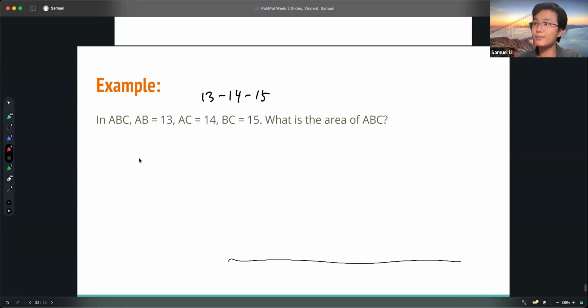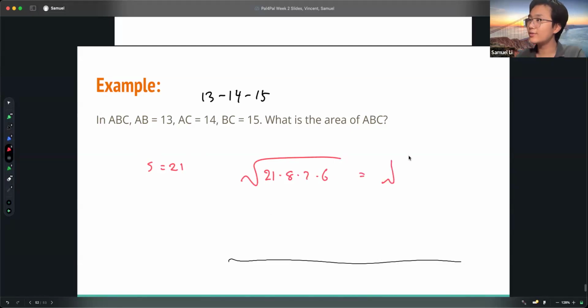Okay, the answer to this one is really nice. S is equal to 21. Plug it in: 21 times 8 times 7 times 6. This is equal to the square root of 21 times 42, that is twice 21, and we are left with 16. So that's 42.